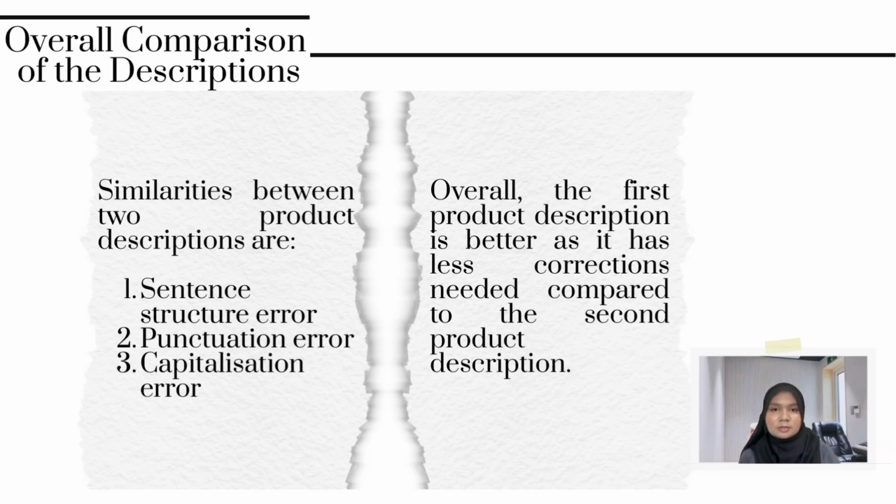In our comparison of the product descriptions, we found 3 similarities in those 2 product descriptions. First of all, we have sentence structure errors. Secondly, we have punctuation errors. Last but not least, we have capitalization errors. Overall, the first product description is much better because it needs fewer corrections compared to the second product description.